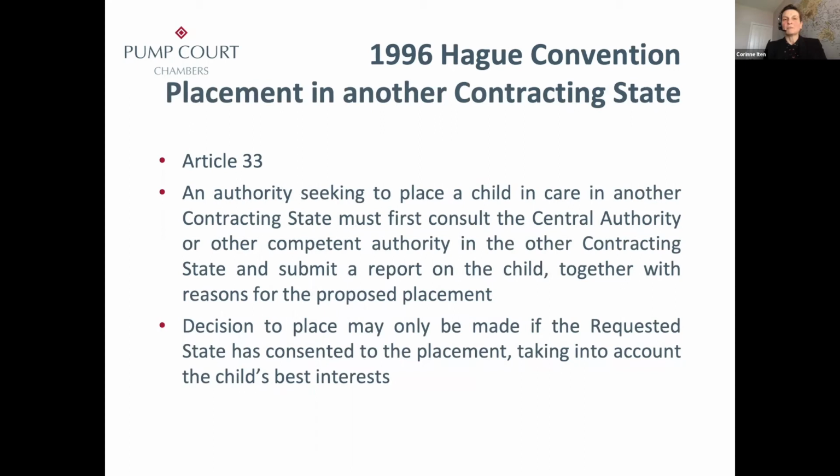Article 33 deals with placement in another contracting state, and it is very much parallel to the equivalent provisions in Brussels II revised, in that an authority seeking to place a child in care in another contracting state must first consult the central authority or other competent authority in the other contracting state and submit a report on the child together with reasons for the proposed placement. And the decision to place may only be made if the requested state has consented to the placement, taking into account the child's best interests.